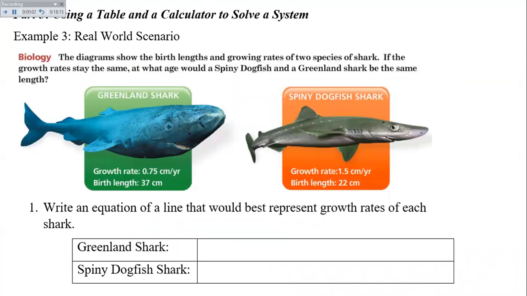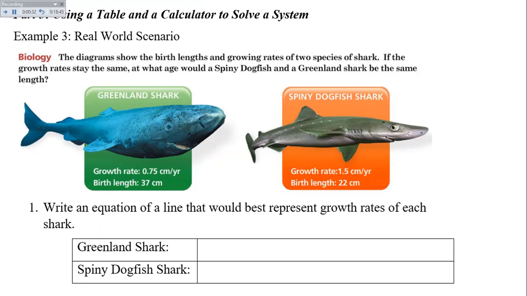So here we have a real world scenario. The diagrams show the birth lengths and growth rates of 2 species of shark. If the growth rates stay the same, at what age would a spiny dogfish and a Greenland shark be the same length? Okay. So the first thing we have to do is write the equation.